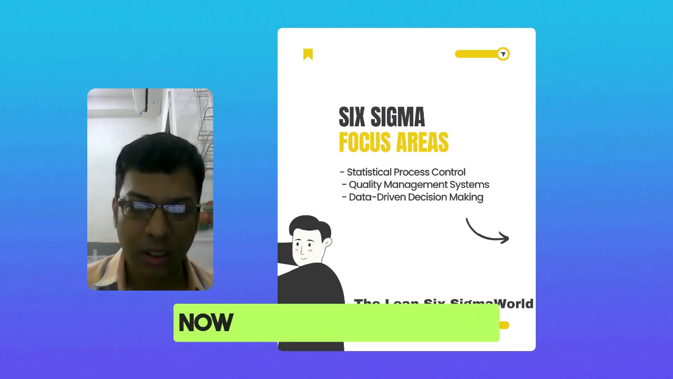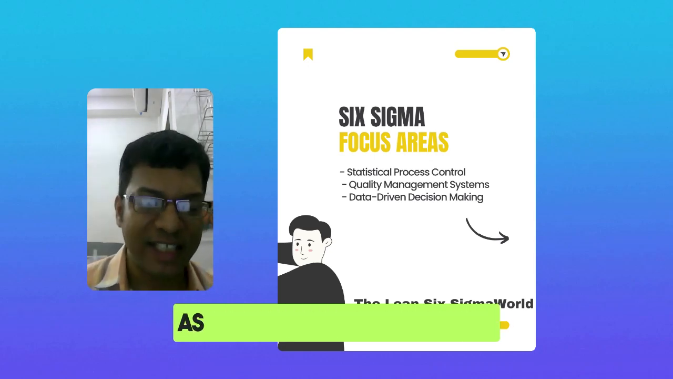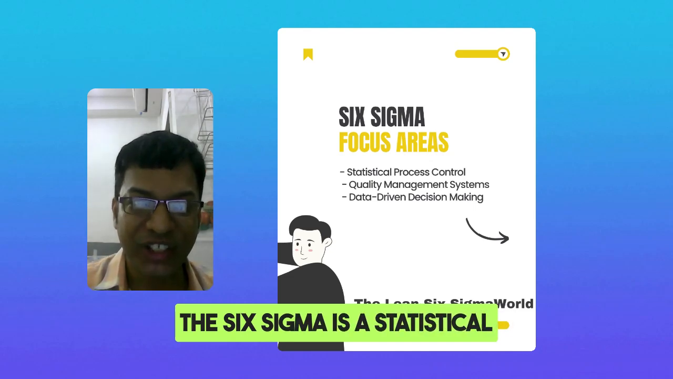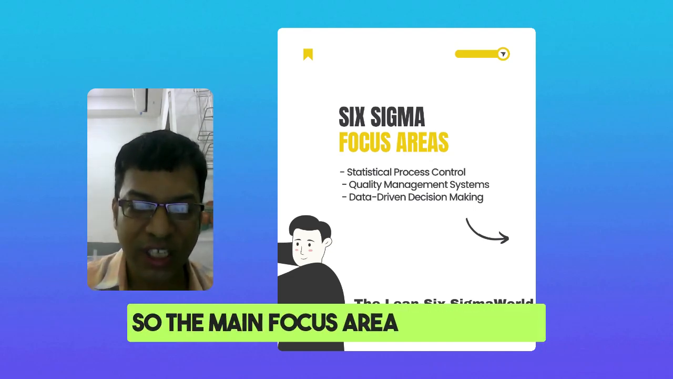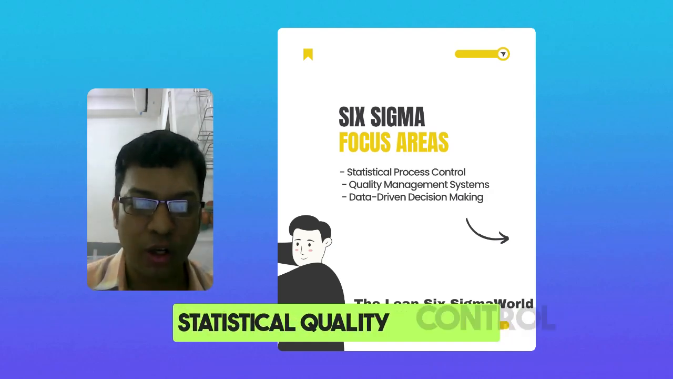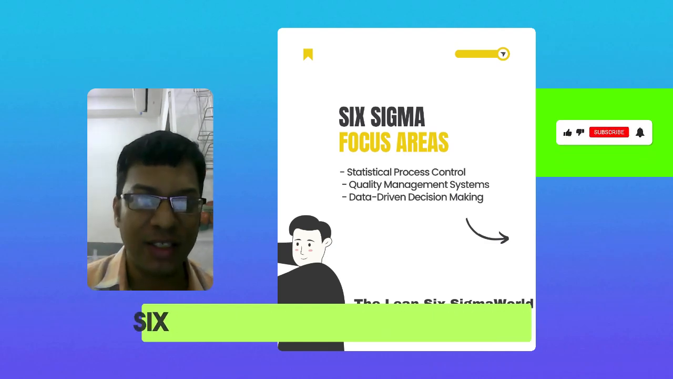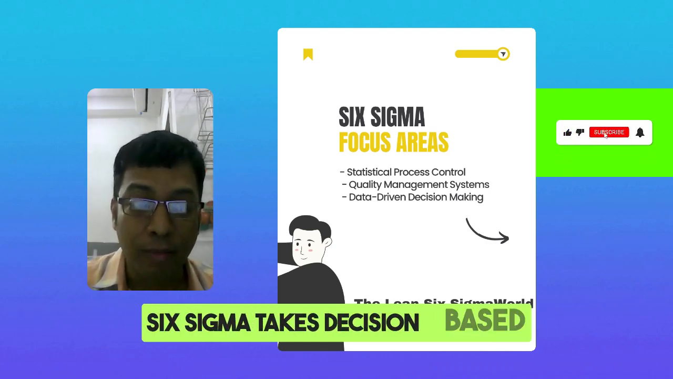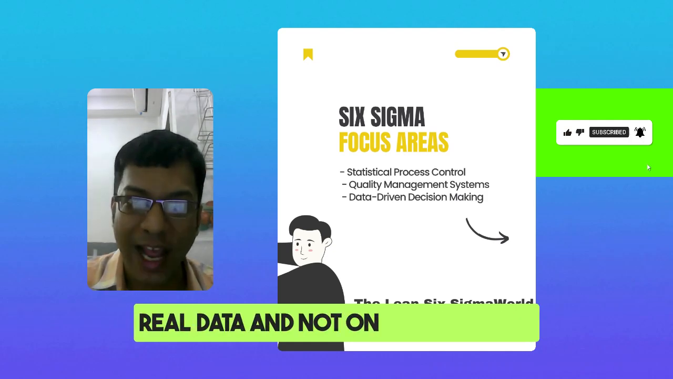Now, Six Sigma focus area. As I have already explained, Six Sigma is a statistical data-driven process. So the main focus area of Six Sigma is statistical process control, statistical quality control, and data-driven decision making. Six Sigma takes decisions based on real data and not on assumptions.